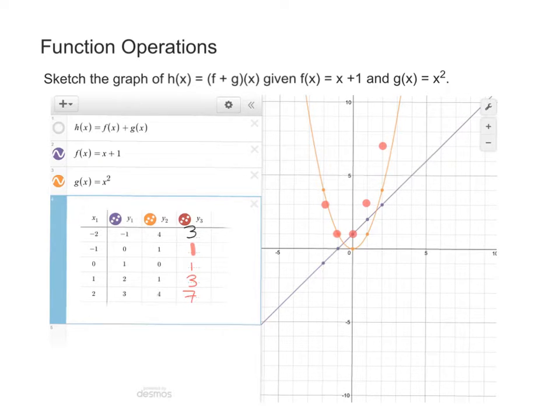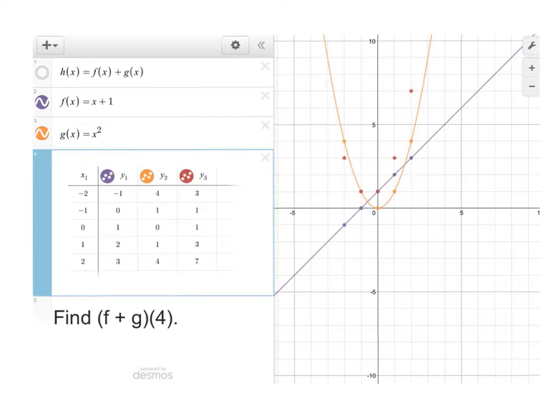What kind of a shape is that making? Those points that I plotted. It looks like it's going to be a parabola, right? So if we go on over here, there are those points plotted. It says find f plus g of 4.